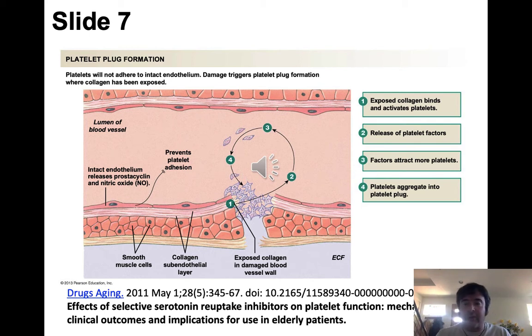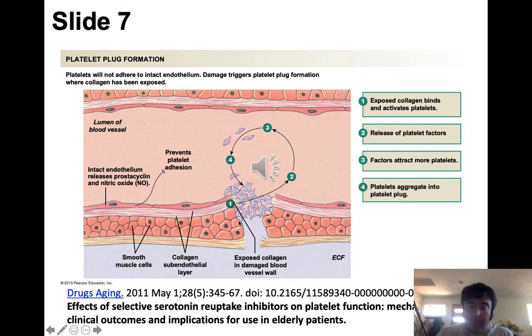Then you get the factors attracting more platelets. Platelets also release factors called procoagulation factors. Procoagulation factors are ultimately going to activate those blood clotting responses that we're going to talk about in the next few slides. They also release factors called tissue factors or healing factors that are going to initiate the process of tissue healing. They're going to trigger these cells, for example, to undergo mitosis, to start dividing so they can replace the scar tissue that formed, etc.